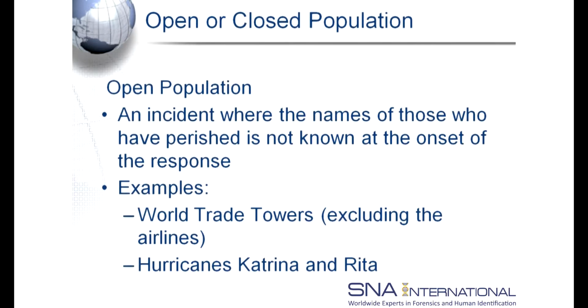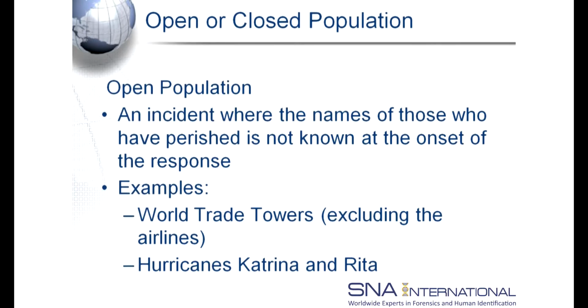One of the most significant factors affecting the response is whether the deceased represent an open or closed population. In an open population incident, the identities of those who have perished are not immediately known at the onset of the incident. Examples of open population incidents are the World Trade Center attacks, with the exception of those on the airlines, and Hurricanes Katrina and Rita.